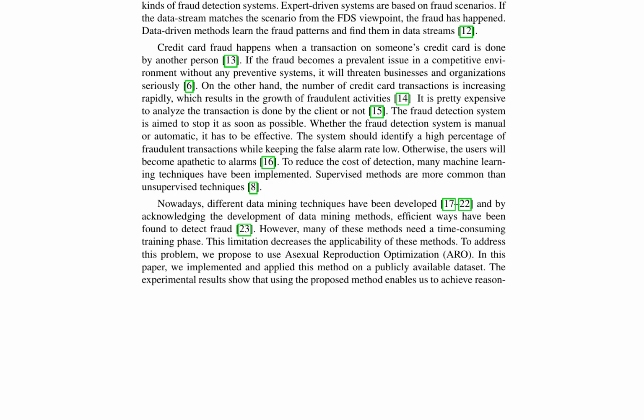The paper also discusses the growth of fraudulent activities with the increase in credit card transactions, emphasizing the need for an effective fraud detection system. This system should identify a high percentage of fraudulent transactions while keeping the false alarm rate low to avoid user apathy. By implementing different data mining techniques and acknowledging the development of data mining methods, efficient ways have been found to detect fraud. However, the proposed ARO method stands out for its ability to provide accurate results in a shorter time frame compared to other machine learning techniques.